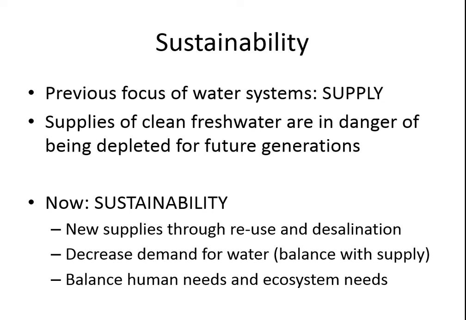And then finally, we want to balance our human needs, our society's needs, with our ecosystem's needs, because much of what we do when we make these changes to the water table, when we are overusing our water resources, it's going to affect the ecosystems that also need that water to be healthy and productive.